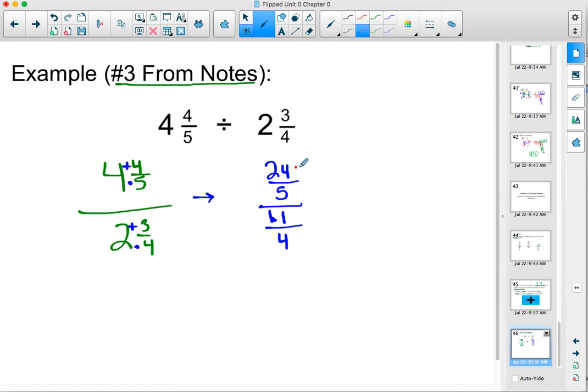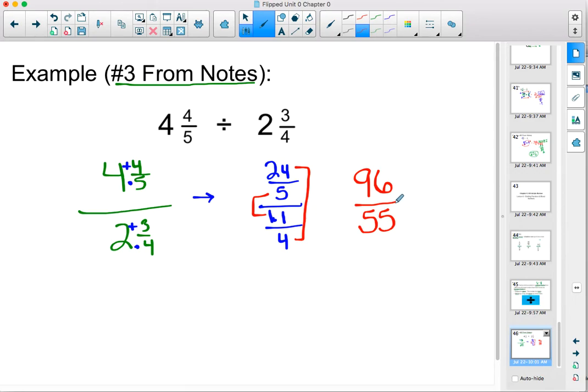Remember what we said, we multiply our outers first. 24 times 4 is 96. Outers go on top. Inners come next. 5 times 11 is 55. And inners go on the bottom.